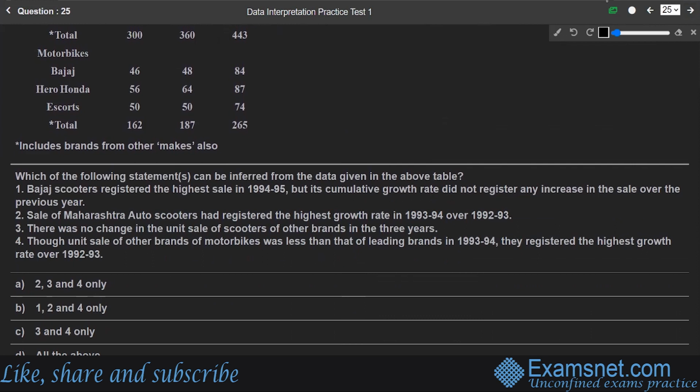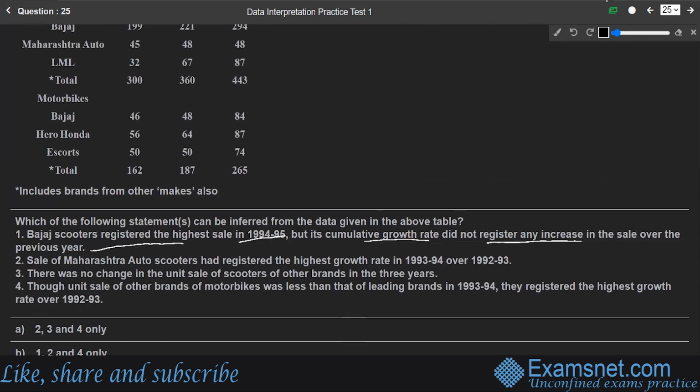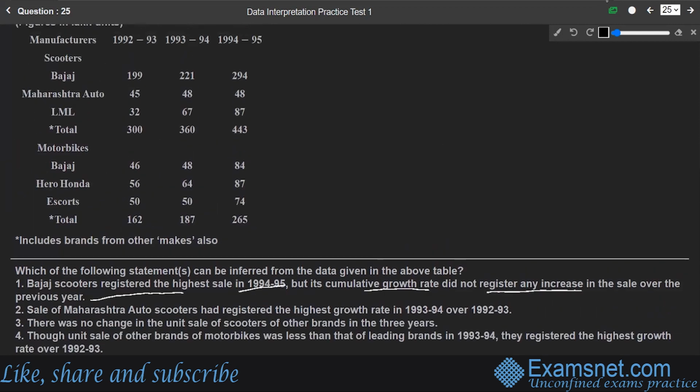We have to find out which particular statement is exactly right. Okay, so let us do it. The first statement says Bajaj scooter registered the highest sale in 94-95, but its cumulative growth rate did not register any increase in the sale over the previous year. So we have to check for 94-95 for Bajaj scooters.